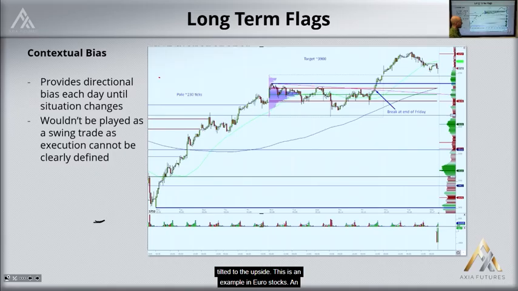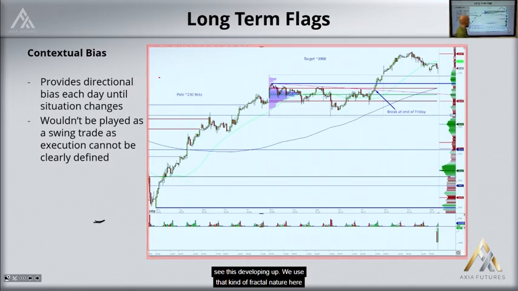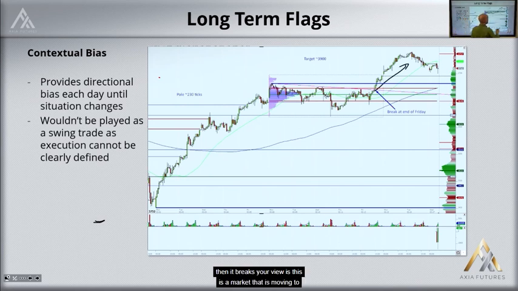This is an example in Euro stocks, a steady move up of around 230 ticks here, followed by a week-long flag. So you go into that week and you see this developing, you use that kind of fractal nature. We talked about the idea that after a very straight move, the market effectively needs a break. That's what happens. So you can go into this week almost expecting this, or at least expecting some degree of settling down. That happens, then it breaks. Your view is this is a market that is moving to the upside, and you can maintain that view until you get to a point where this comes into doubt, comes into question.